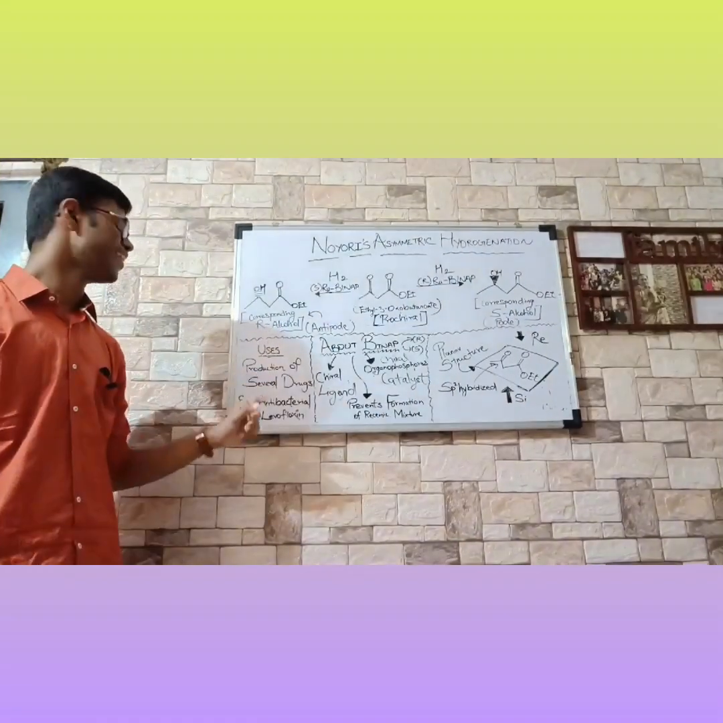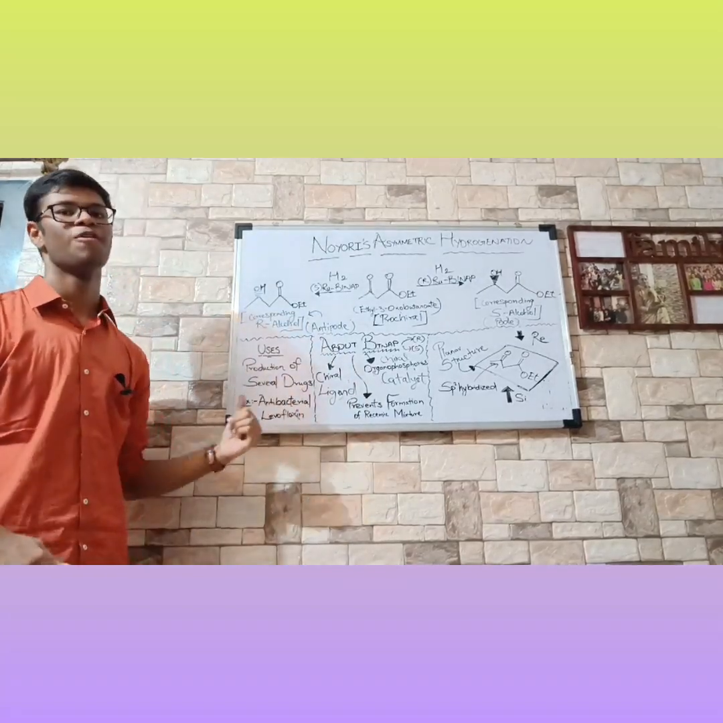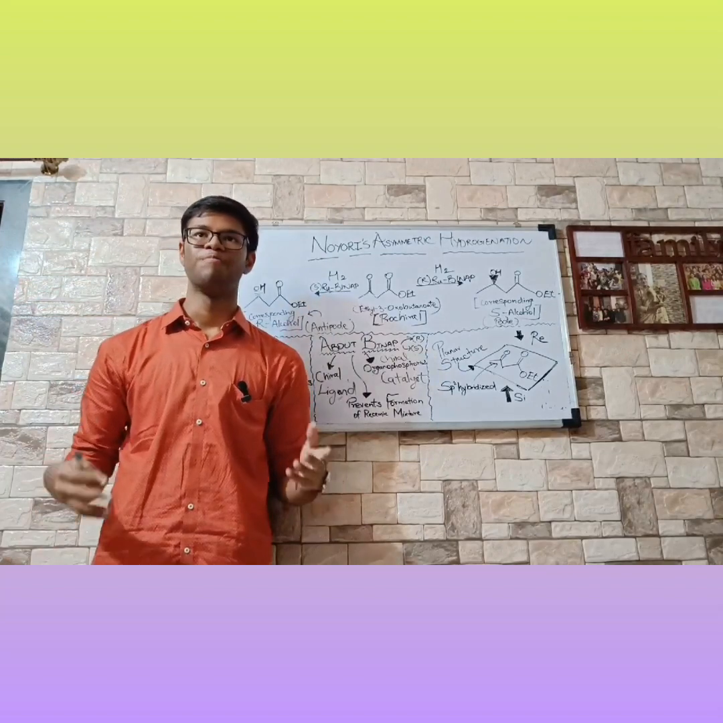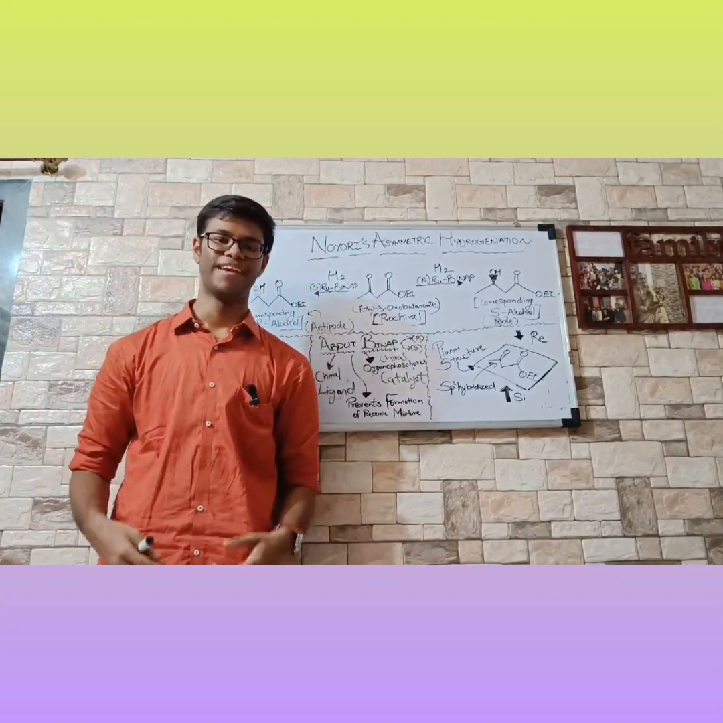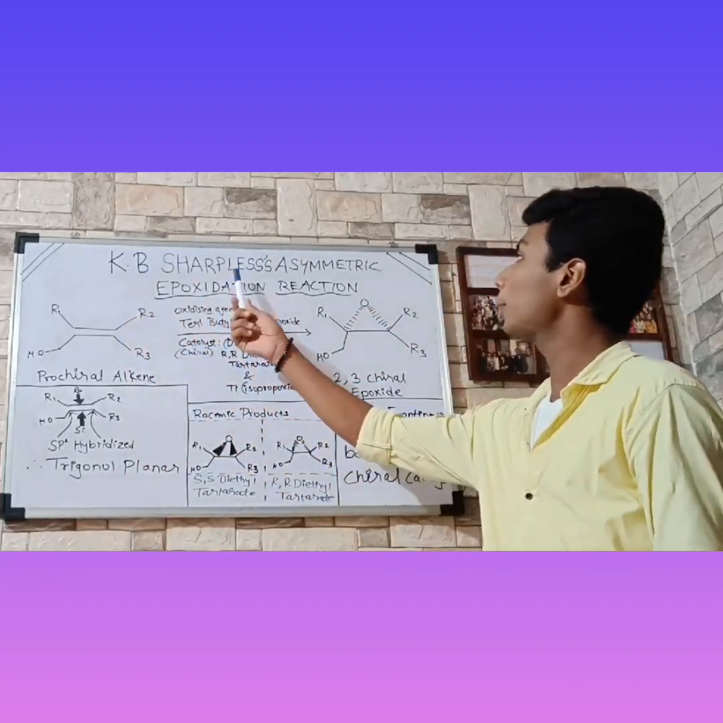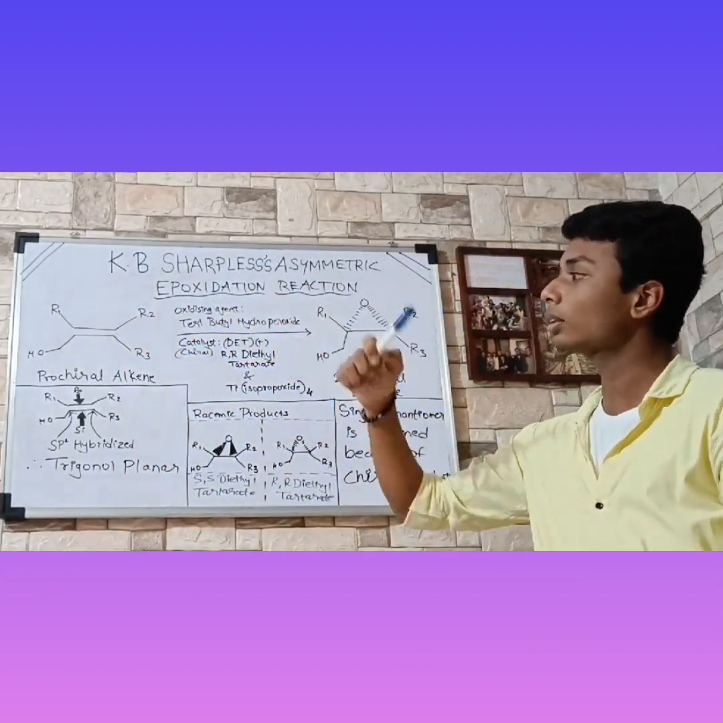So this compound is an intermediate for several drugs, for example, the antibacterial levofloxacin. Now my colleague Mayuresh will explain further. Thanks. So today I will be explaining the KB Sharpless asymmetric epoxidation reaction.